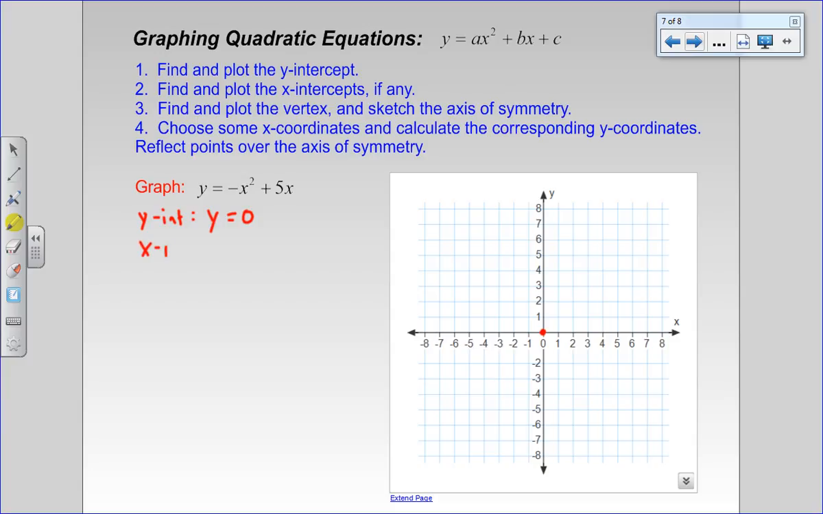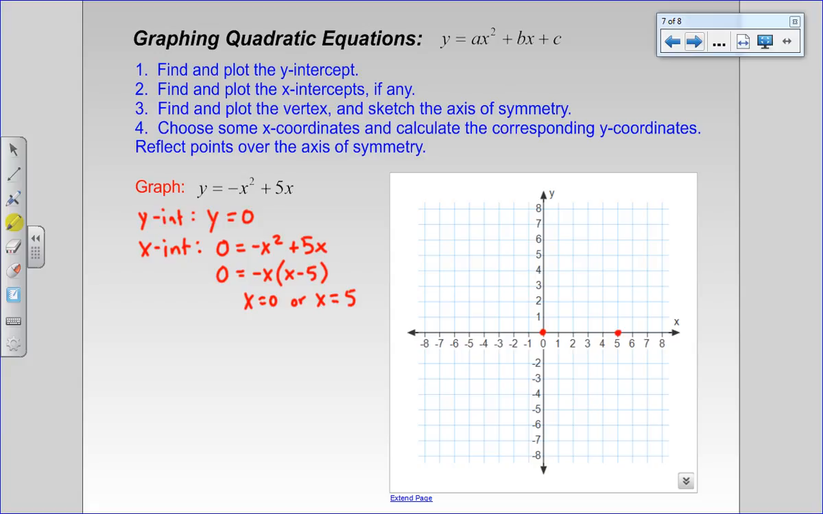To find the x-intercepts, set y equal to 0 and solve 0 equals negative x squared plus 5x. We'll factor with the distributive property and then identify the two solutions as x equals 0 or x equals 5. Now that first solution of x equals 0 corresponds to the origin, which we know is already the y-intercept, so it's also one of the x-intercepts as well. The second x-intercept is at the point (5, 0), so we'll plot that on the coordinate plane.